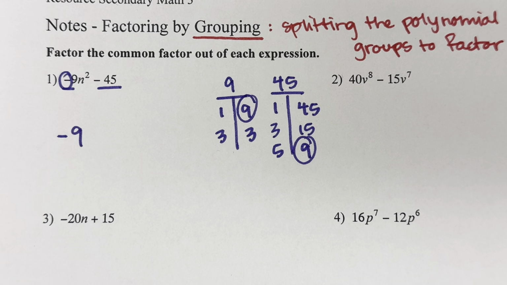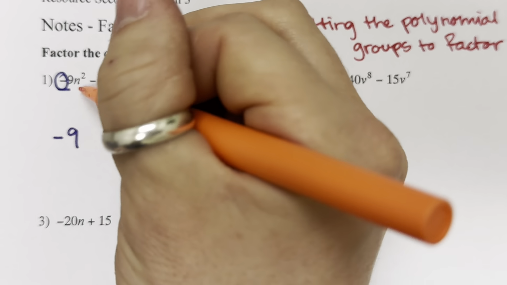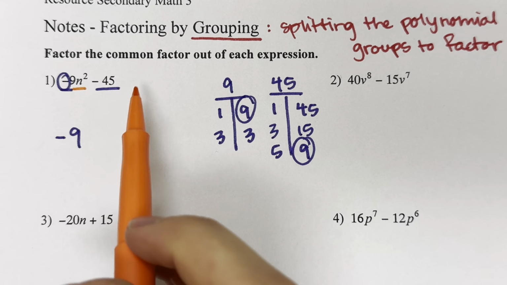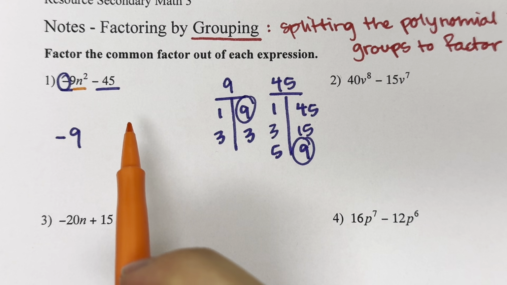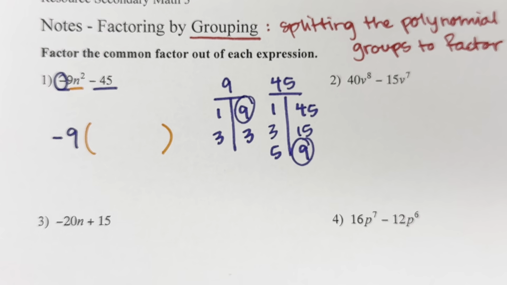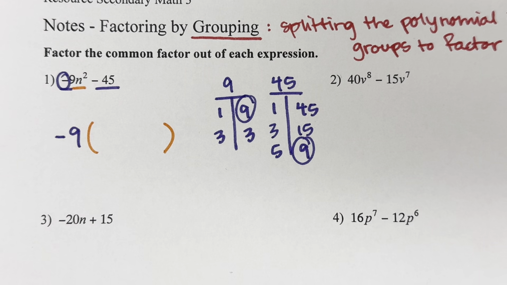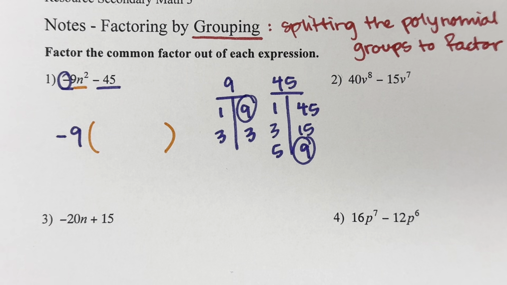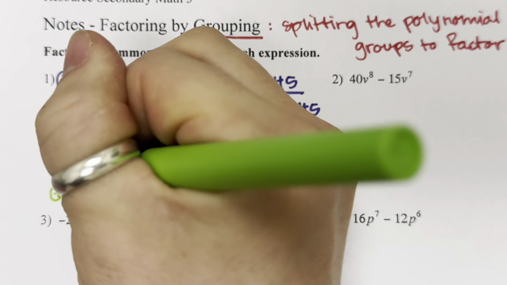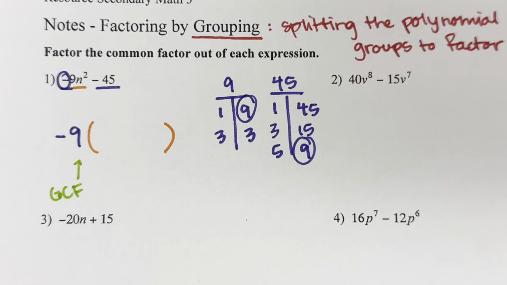The second thing you want to do is look at your variables. My first term has n squared, or n times n. My second term does not have any n's attached, so I cannot factor out any n's since they both don't have them. Now in my parentheses, I just have to figure out what's left over, and we figure that out by taking our GCF out in front.